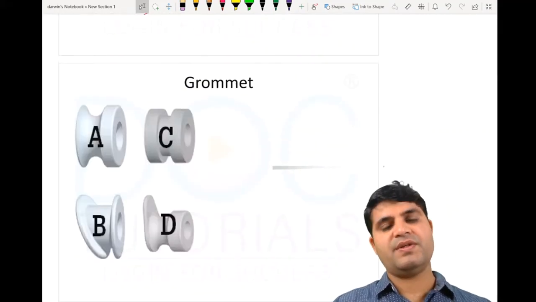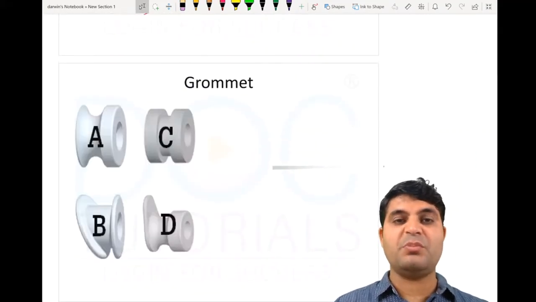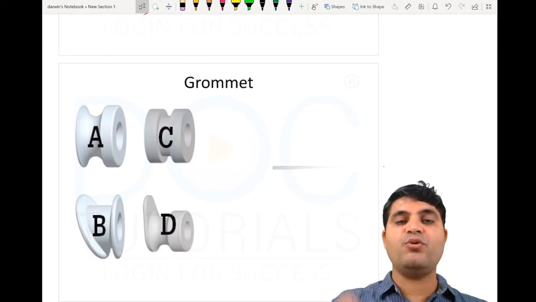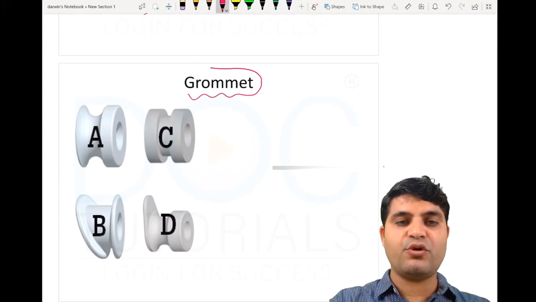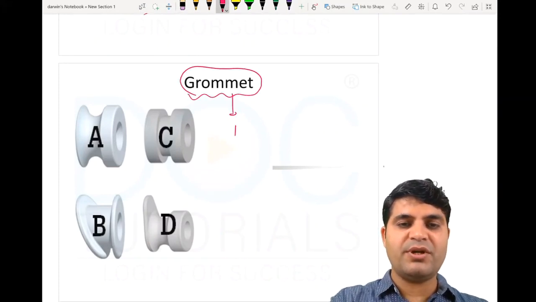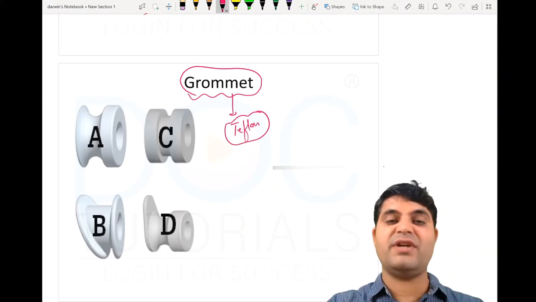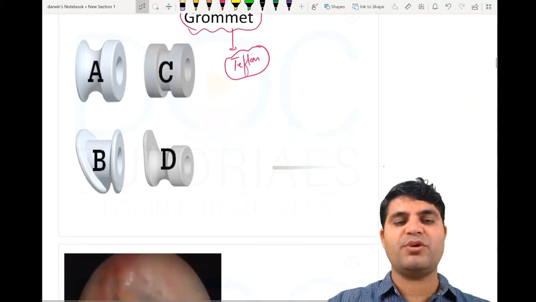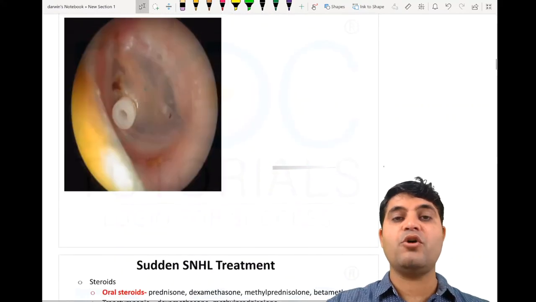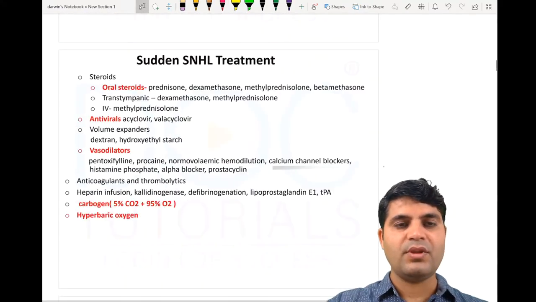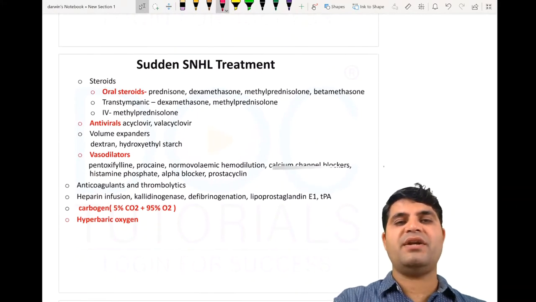Now what is this? Yes, I think everybody knows this is nothing but a ventilation tube, which is known as a grommet. So grommet is made up of Teflon. So this is grommet, this is a ventilation tube. You must be able to identify it, and this is how we put it. Yes, very important slide again.